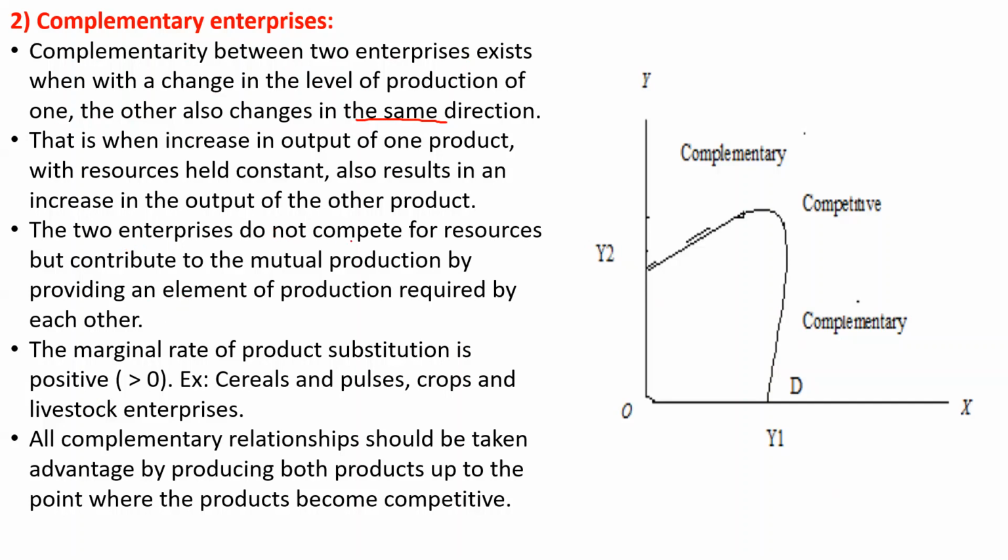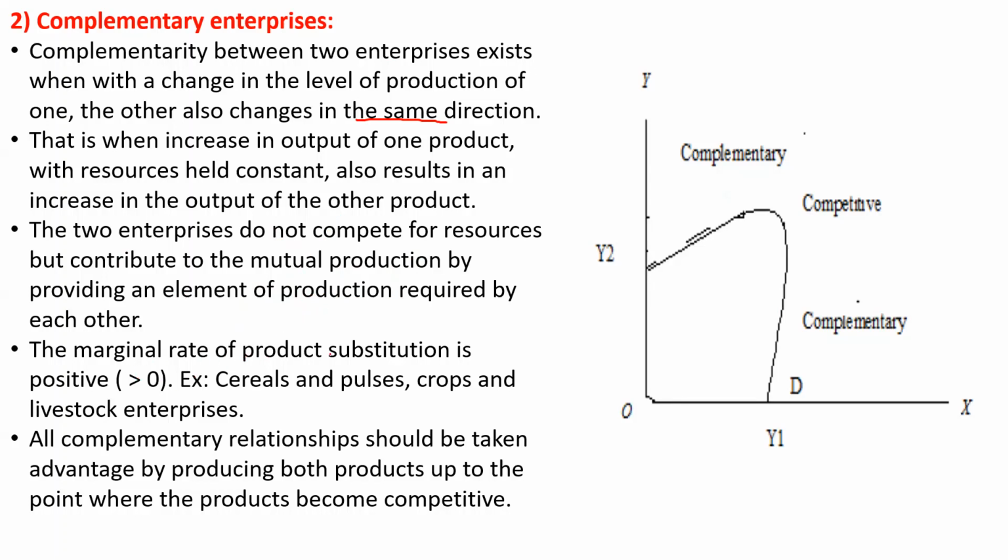Now the two enterprises do not compete for the resources, but they contribute to mutual production by providing an element of production required by each other. यहाँ पे ये दो प्रोडक्ट्स compete नहीं करते रिसोर्सेज के लिए, बल्कि वो म्यूचुअल प्रोडक्शन, मतलब एक उसका बाय प्रोडक्ट ऐसा होता है कि जो नेक्स्ट प्रोडक्ट के लिए इनपुट होता है. So likewise they give the beneficial relationship.